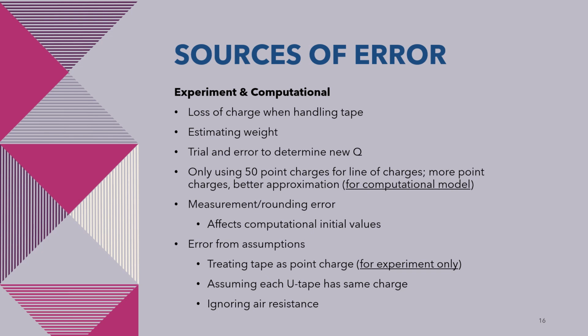Some sources of error through this lab could be loss of charge when handling the tape, estimating weight and other measurement or rounding error, error from using trial and error to determine the Lab 2 Q value, and only using 50 point charges to approximate the Lab 2 Q value, as more point charges result in a better approximation. There's also errors from assumptions, such as treating the tape as a point charge for Lab 1, which is why the Lab 2 result for Q differs greatly, assuming each tape has the same charge and ignoring air resistance.